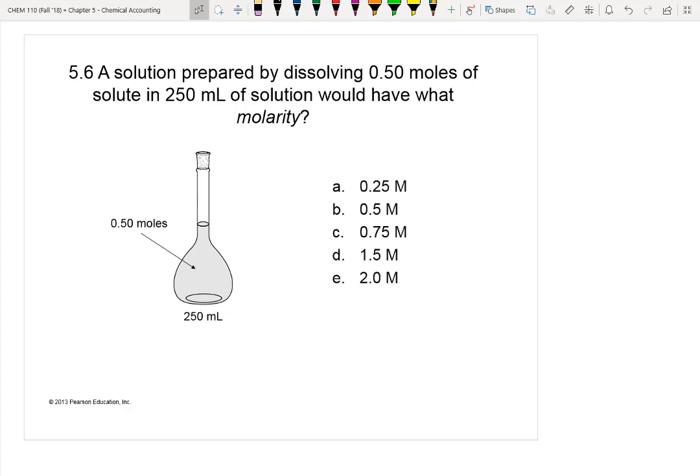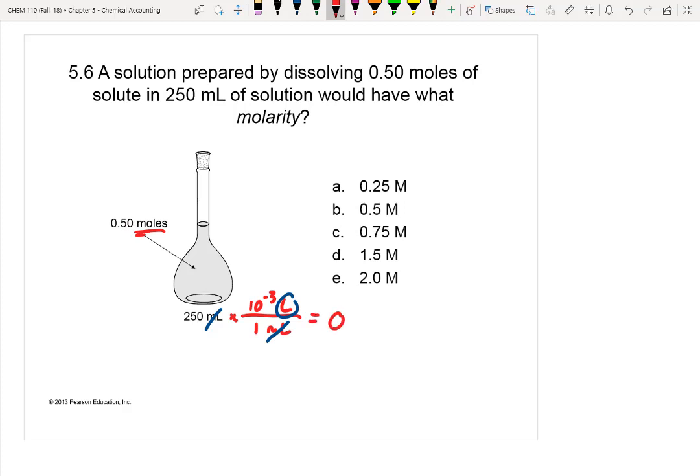If you remember, molarity is moles over liters. We're given the moles, right? But we're not given liters, we're given milliliters. So first thing I would do is convert milliliters to liters. And we saw before that 1 milliliter is equal to 10 to the negative 3 liters. So then we can cancel out milliliters, get left with liters.